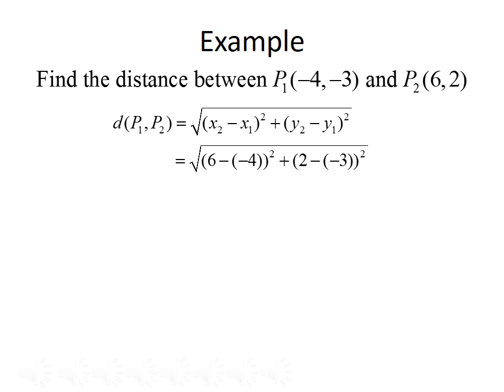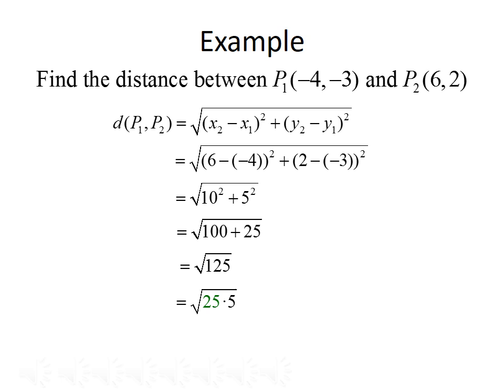So, plugging in the values that we know, our distance will be the square root of (6 minus -4) quantity squared plus (2 minus -3) quantity squared. We simplify what's inside the parentheses. So 6 minus -4 gives us 10, and 2 minus -3 gives us 5, so that's the square root of 10 squared plus 5 squared. We evaluate our exponents. 10 squared gives us 100, 5 squared gives us 25, and when we add those together, that gives us the square root of 125, which we can simplify.